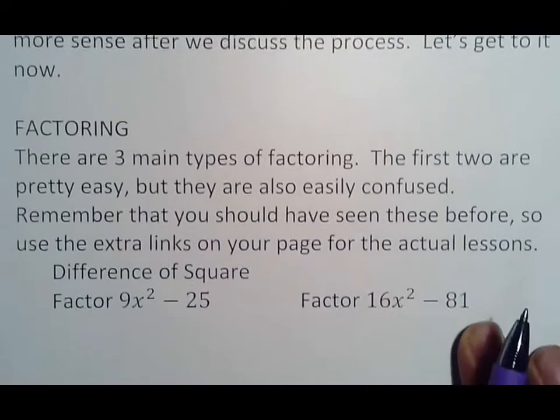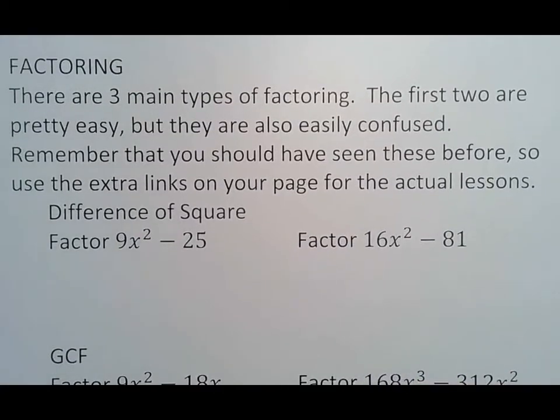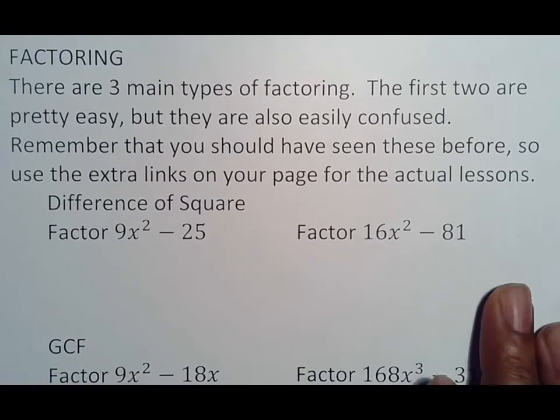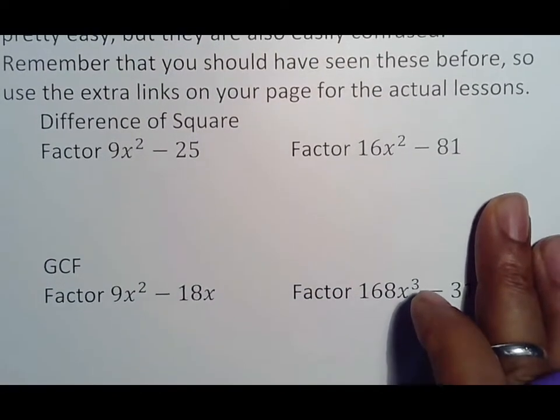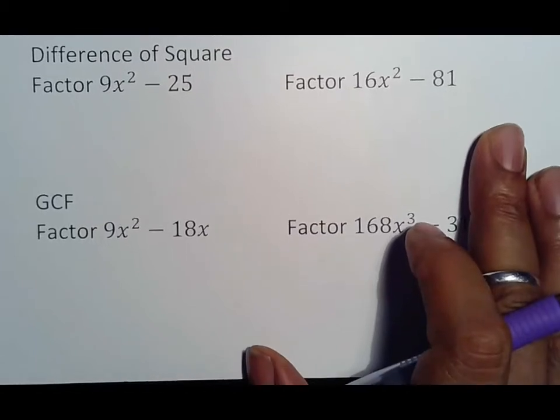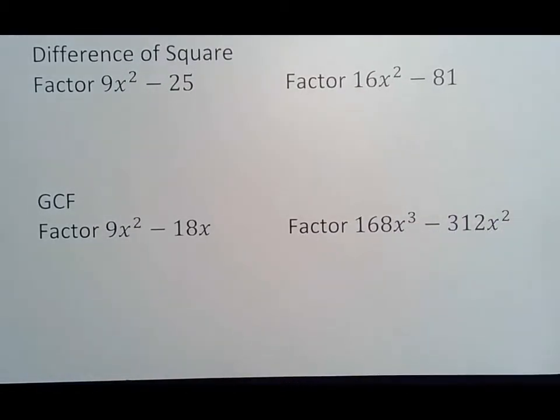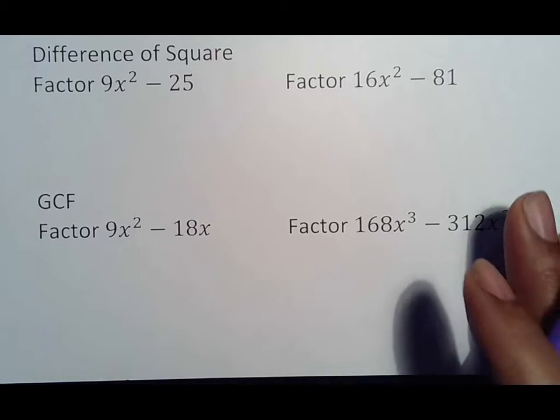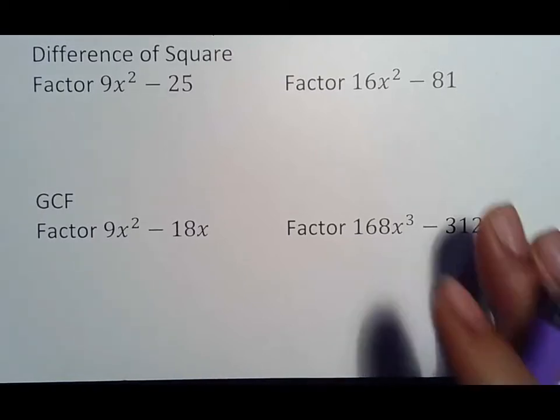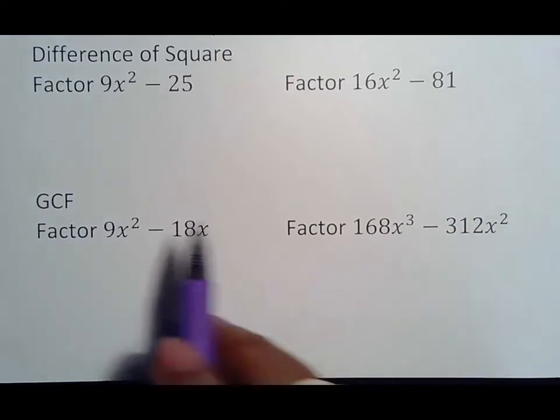But let's just go ahead and get to it, because we are here to learn that and get to the point. There are three main types of factoring. The first two are pretty easy, but they are also easily confused. Just remember, you should have seen these before, so I'll try to find extra links and put them on the page for actual lessons on factoring, but I think this should cover it. And if it doesn't, and they're not up, just email me and ask if I have the extra links for the factoring lessons, and I can find those on my old page and get them to you. Although it is going to be another 10 to 15 minute lesson of factoring.